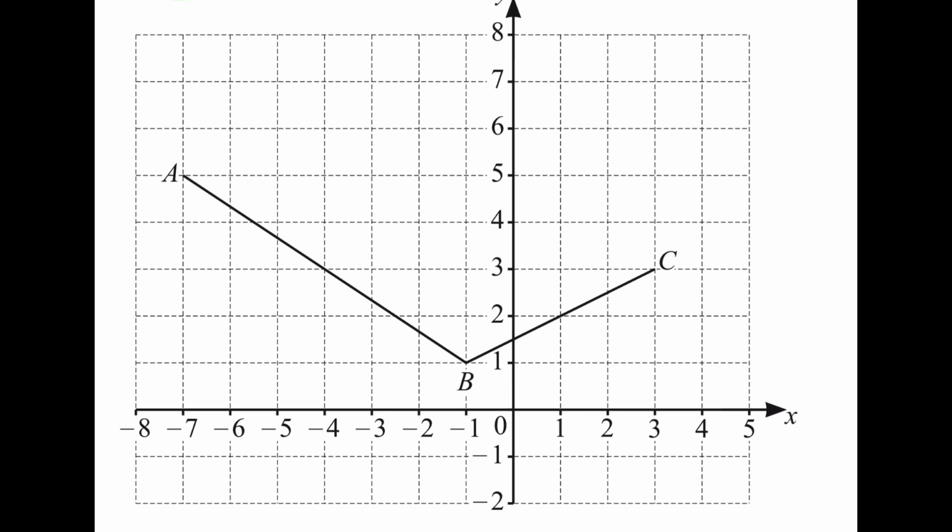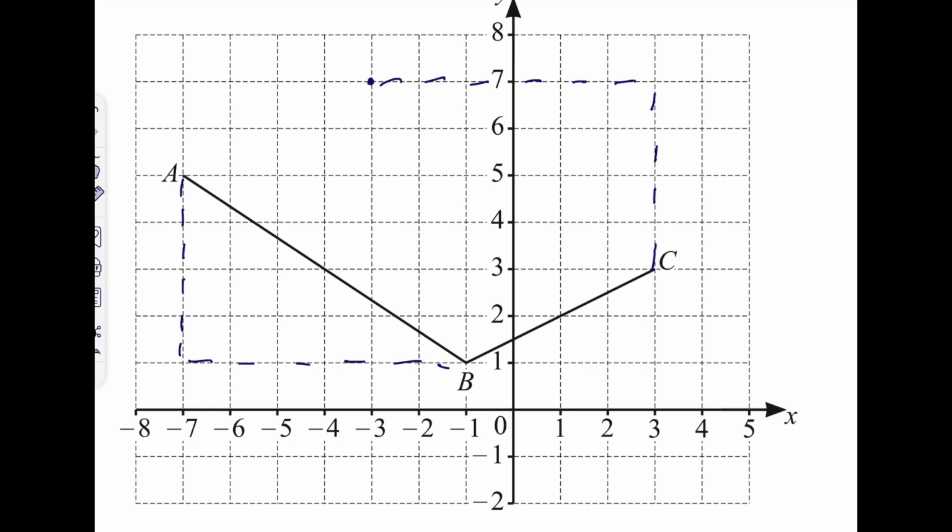If you count 1, 2, 3, 4, these 4 boxes up, and then 1, 2, 3, 4, 5, 6, so 6 boxes this way, that means we can assume that from C, it would be 4 boxes up as well, and 6 boxes towards that side. So it would be roughly somewhere here. This would be the point D.